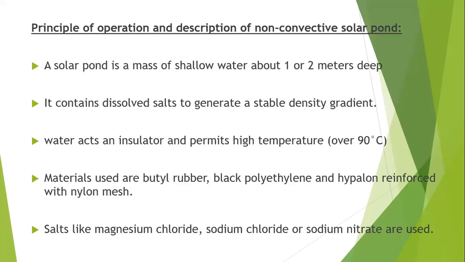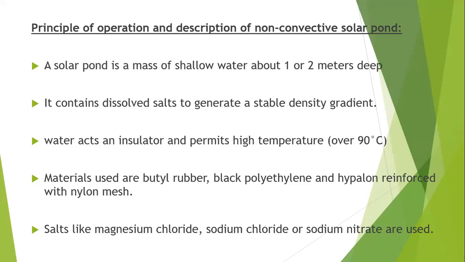This is the principle of operation and description of a non-convective solar pond. Actually, a solar pond is a mass of shallow water of about 1 to 2 meters depth only. With a large collection area, it acts as a heat trap. 1 to 2 meters means it is a low depth. If you have a large collection area, it acts as a heat trap.